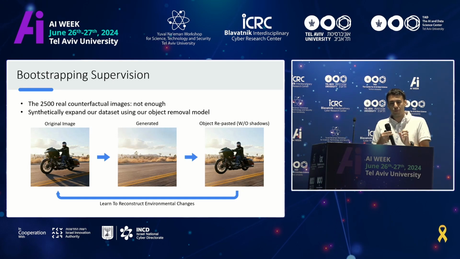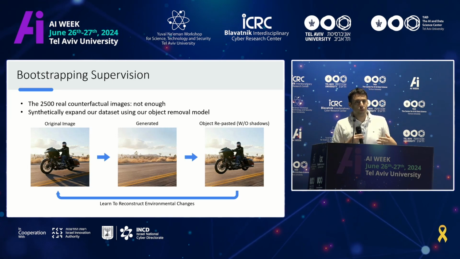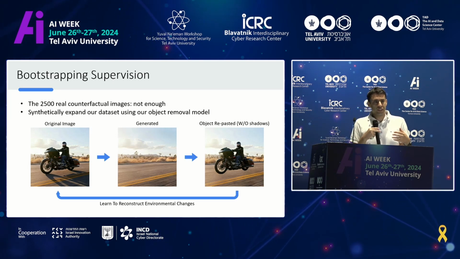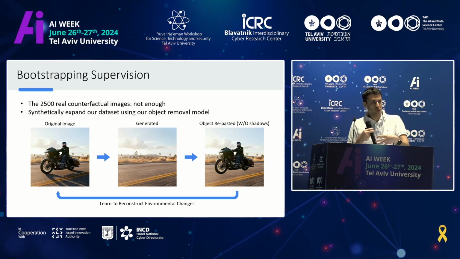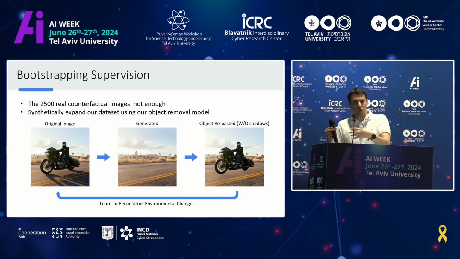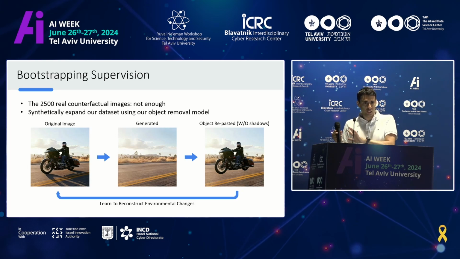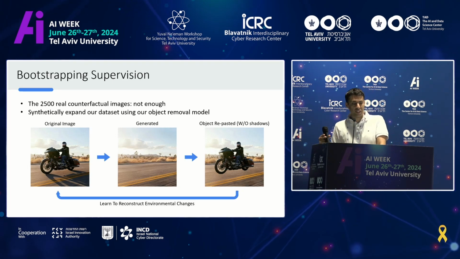We went for a clever approach, which we call bootstrapping supervision. The idea was that we went through a very large external data set consisting of millions of images. We detected objects, segmented them, and then used our removal model to remove these objects and their shadows and reflections. Then we pasted these objects back on this background image, but just the object, not its shadows and reflections, as you can see on the right-hand side.